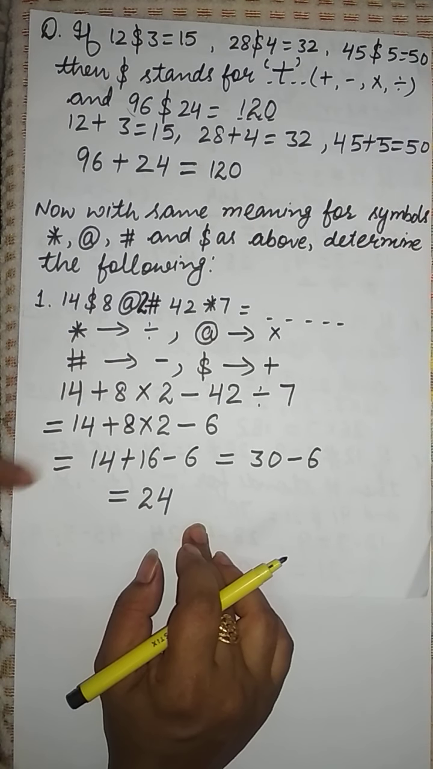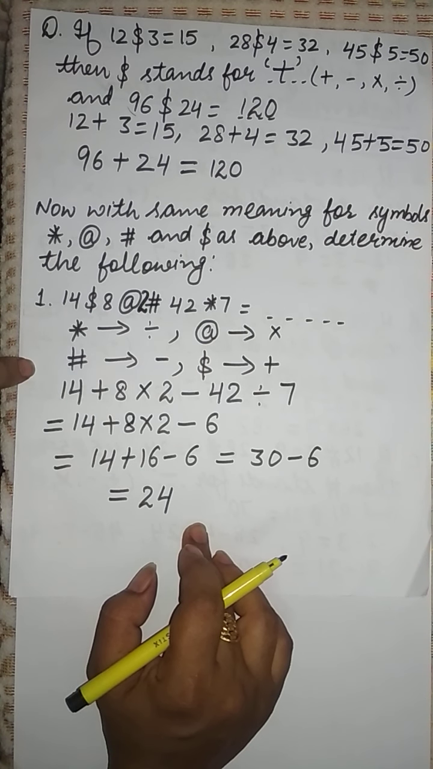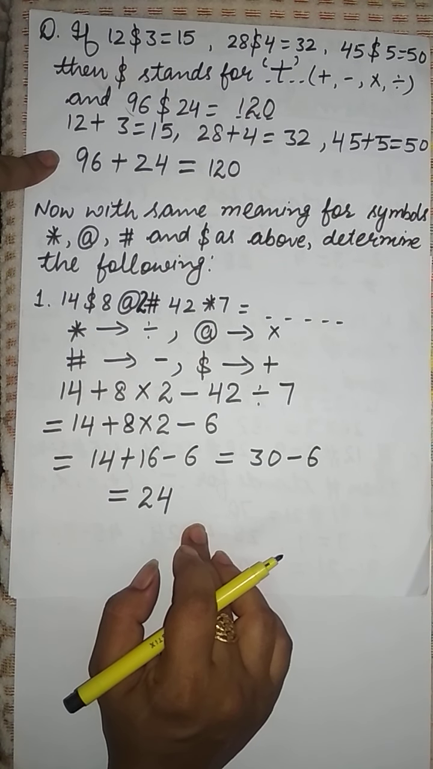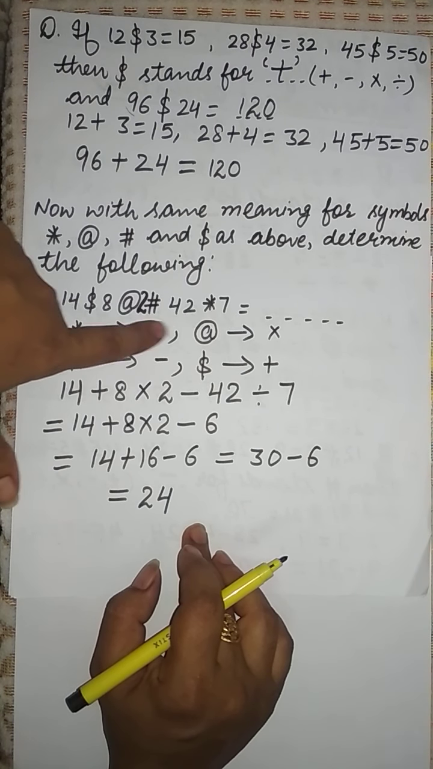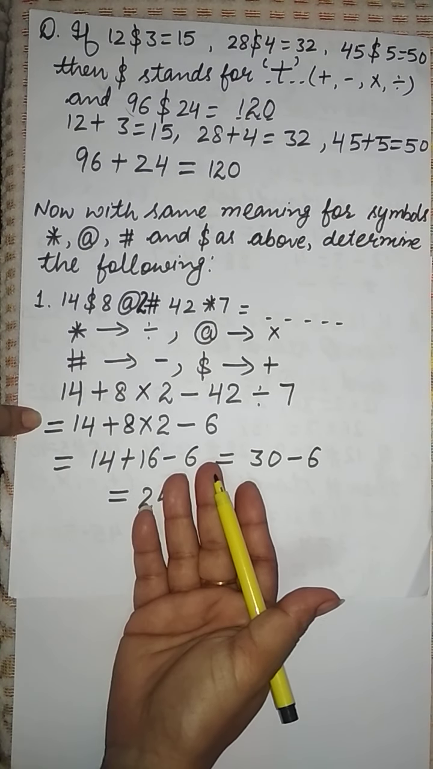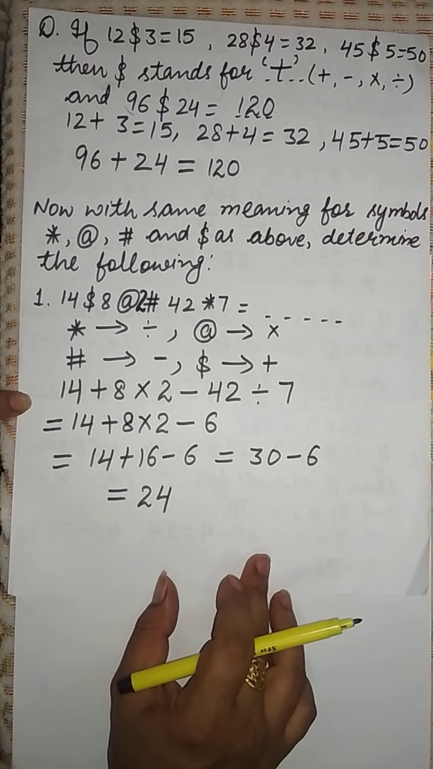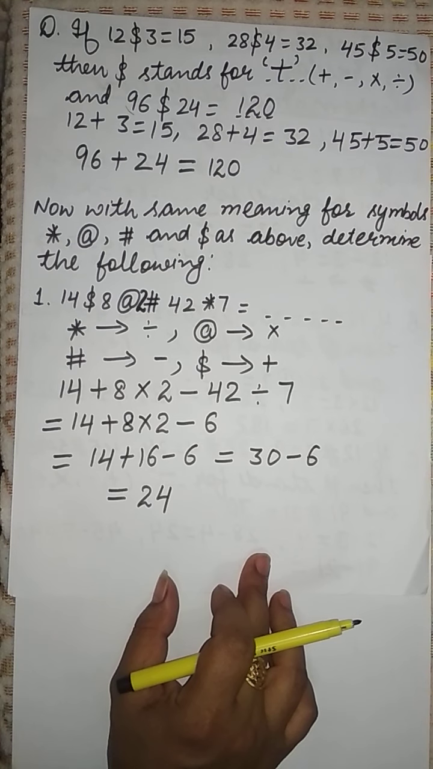Students, this is a very simple question. You only need to understand which mathematical operation to use instead of which symbol. Everything will be given to you, as I have done in the above discussion. Star stands for division, at the rate stands for multiplication, hash k stands for minus, and dollar stands for plus. Then I'll replace these symbols with the signs of mathematical operations, and that expression will be changed into a simple mathematical operation which you can solve by the use of BODMAS or any other way you are comfortable with.